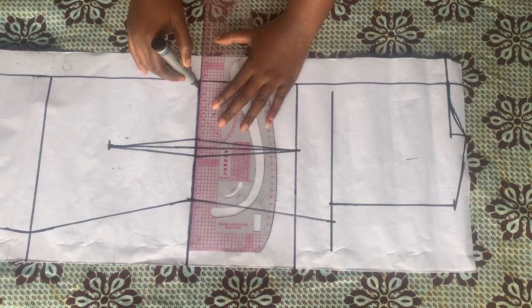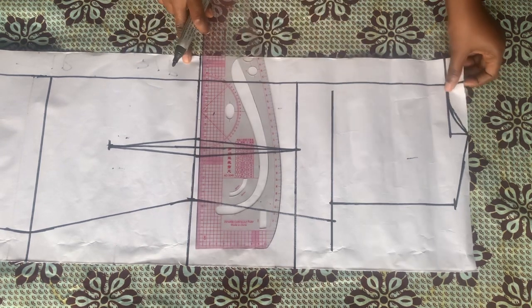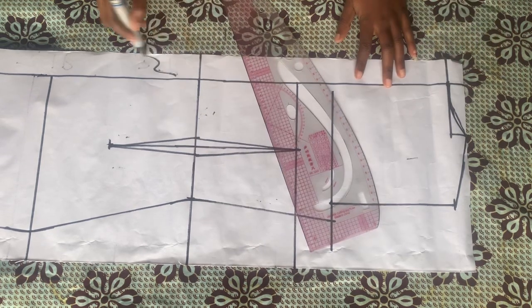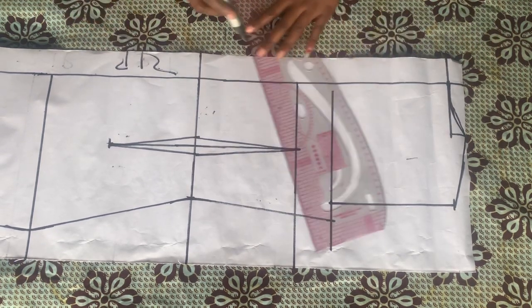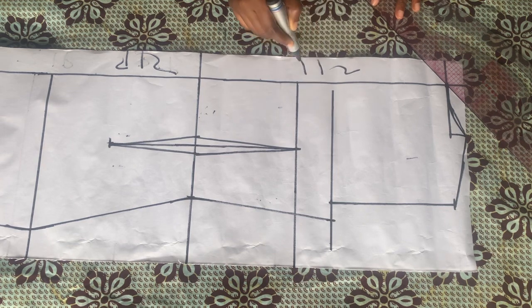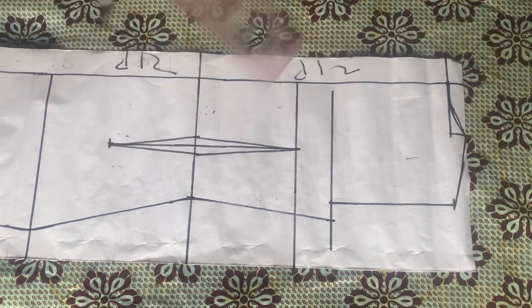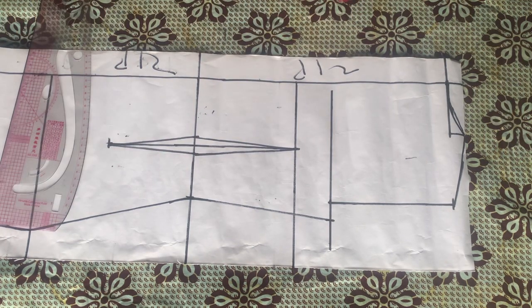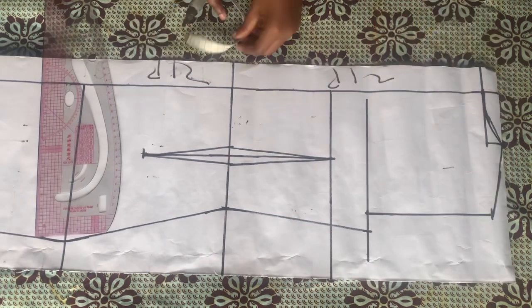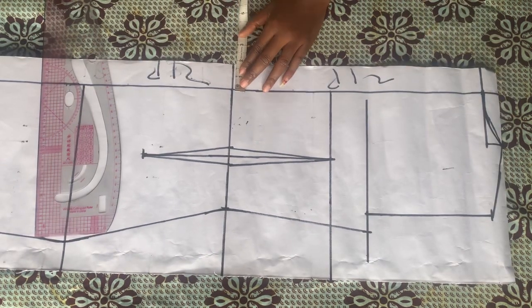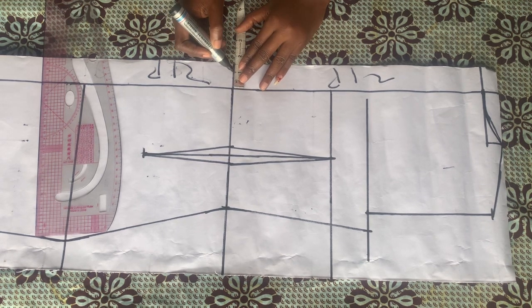So the next thing I'm doing right now is I'm just extending my waistline to the zipper area. So I'm just labeling it. This is our zip area. So after extending that line, I'm just going to be going in from the edge. I'm going in by 0.5 inch.